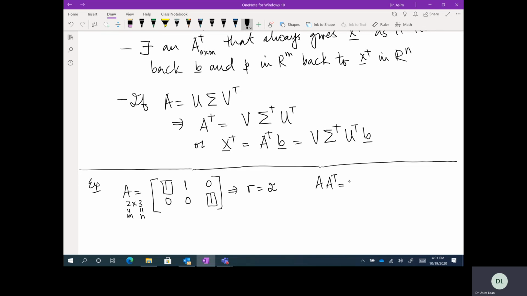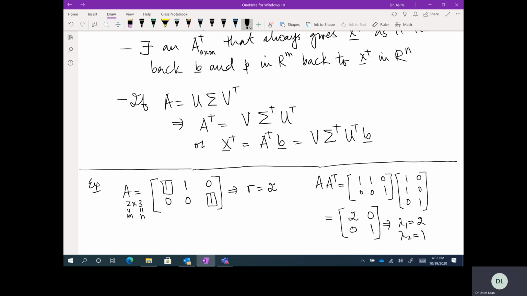So what is AA transpose? This is 1 0 1 0 0 1 times transpose 1 1 0 0 0 1. This is going to be a 2 by 2 matrix, and this 2 by 2 matrix is a symmetric matrix. So I add the first and the second rows, so 1 1 2, and no contribution of the third row. Here again 0, and then here I just pick the third one, 0 1. So this implies lambda 1 is equal to 2 and lambda 2 is equal to 1.